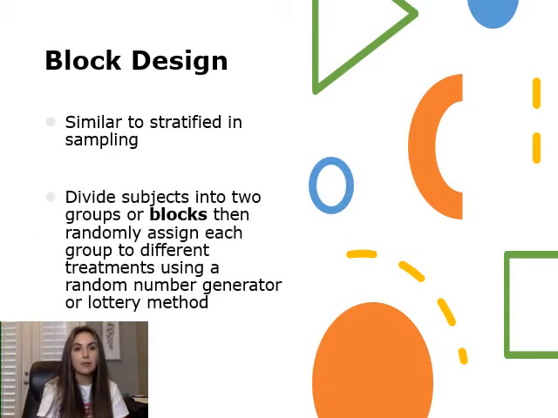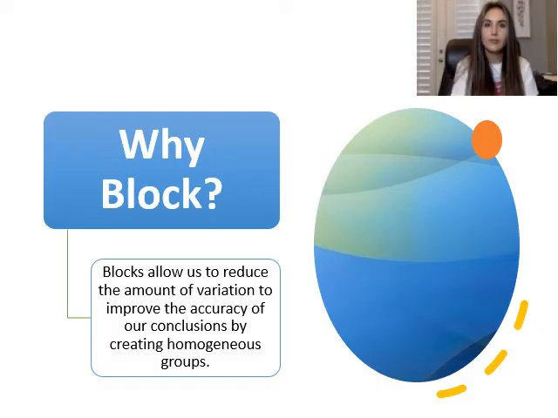Block design is another type of experimental design. It's very similar to a stratified sampling method that we talked about in Chapter 12. This is where you divide subjects into two groups or blocks based on like characteristics. Then you randomly assign each group to different treatments using either a random number generator or the lottery method. This is really important when you think that treatments may affect different types of people differently. Let's say you're testing a new drug that you think is going to have a different effect on older people than it does younger people. So you may want to block by age group so that you can test how that drug affects the different age groups.